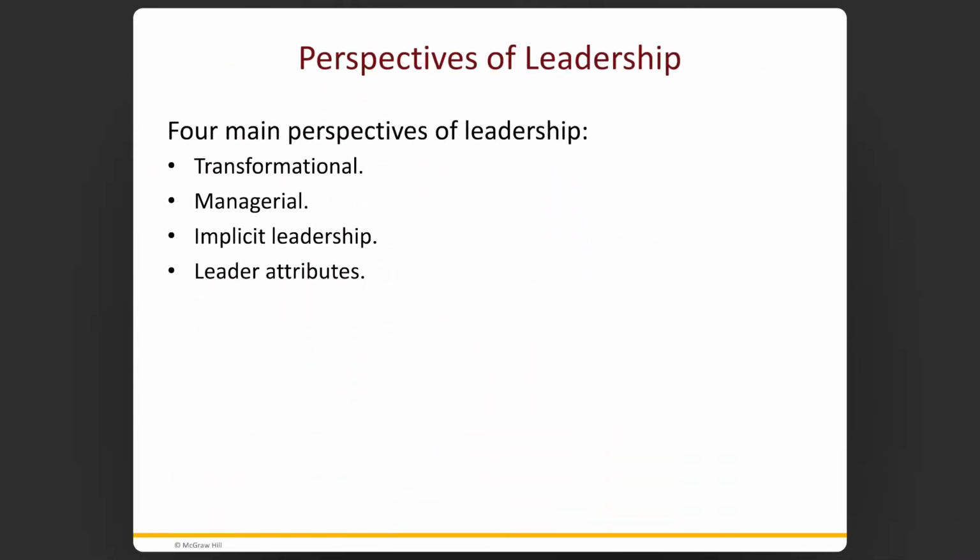What about this notion of perspectives of leadership? Well, this chapter is organized around four main perspectives of leadership. There's the transformative, which views effective leaders as agents of change. Again, transformative leaders have the skills, the abilities, the personalities to affect change. There's the notion of managerial leadership perspective, helping employees improve performance and well-being towards current objectives and practices.